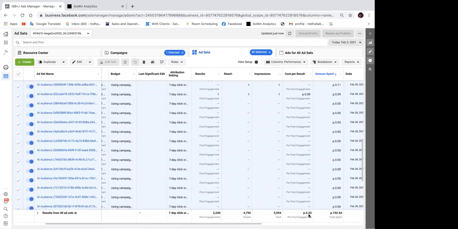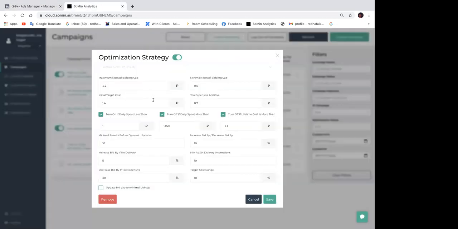So your platform sets the price it targets way, way higher than the actual results you can achieve. And you're already spending too fast. So what should you do? Yeah, right. We need to reduce the bid cap, by changing the maximum manual bidding cap here.